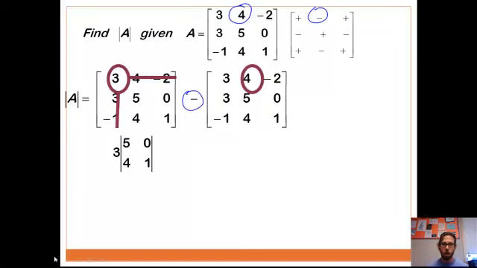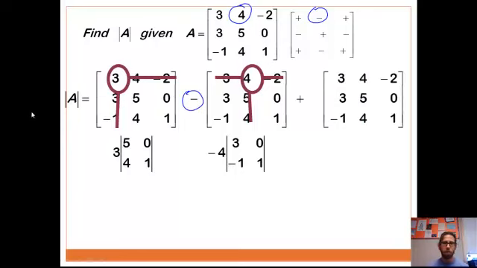The 4, we're going to cross out the row and column, and we get our new matrix that we're going to multiply by 4. And you notice that even though the 4 is positive here, I'm subtracting it, so I'm going to end up with a negative there. And then the last one, well, we can see here that that one's positive. So whatever this determinant ends up being, I'm going to add it to the other determinants.